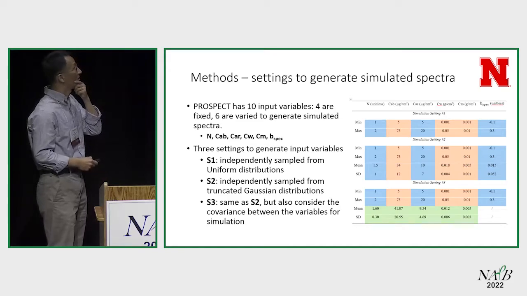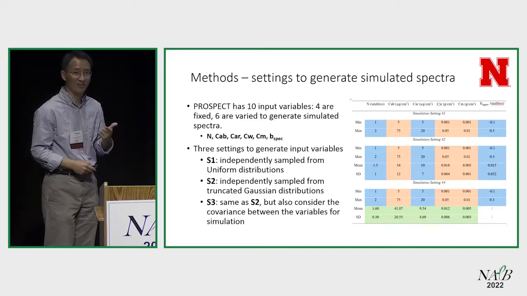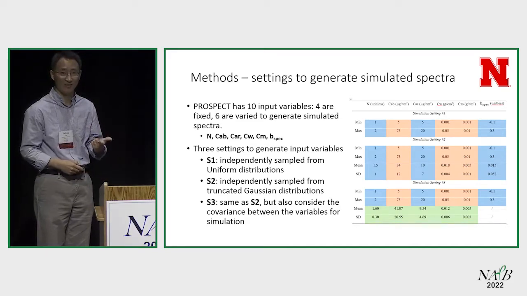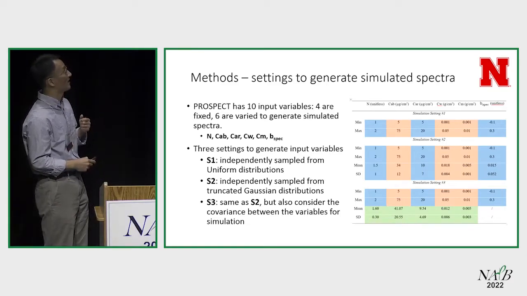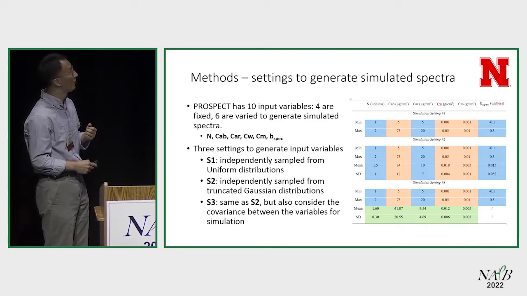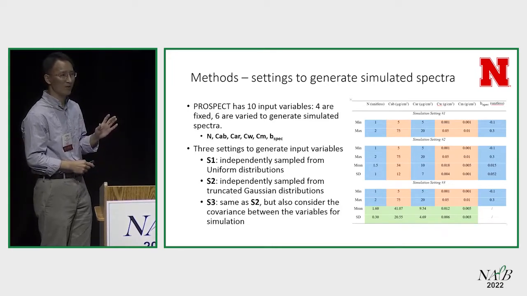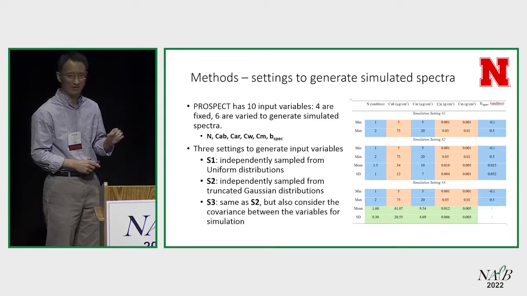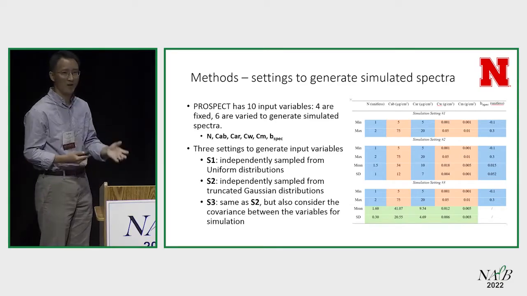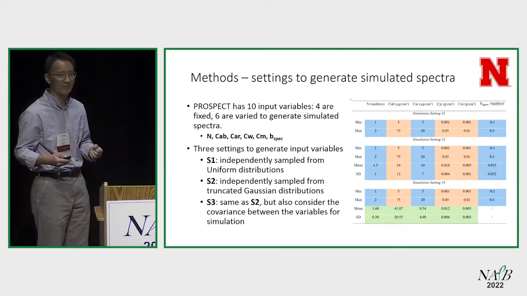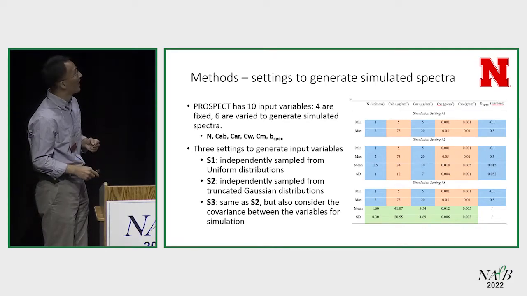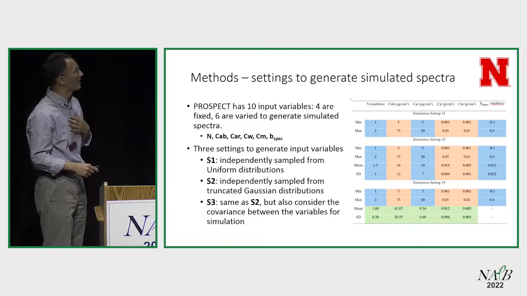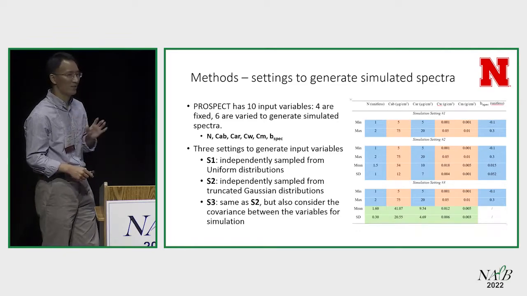It turns out that the simulation itself is not quite straightforward, because PROSPECT has 10 input variables. Four of those we figured out are not really relevant to our study, so those are fixed. Now there are 6 that we have to vary to create the variation. The 6 of those are here. There are a lot of numbers, but the numbers don't really matter.